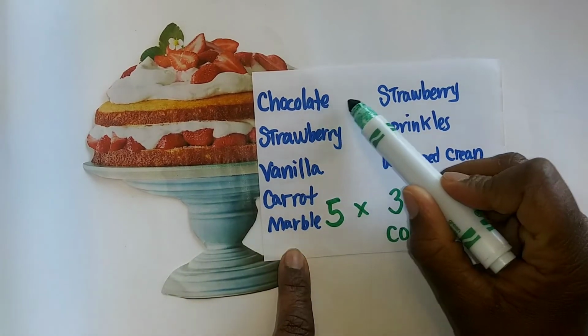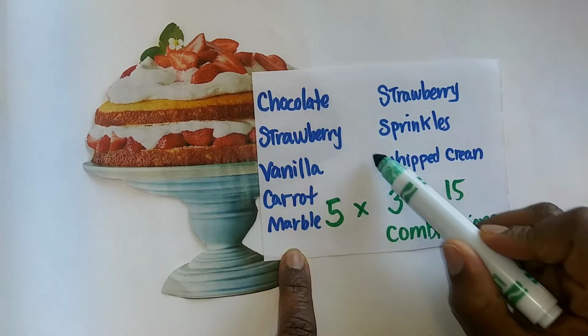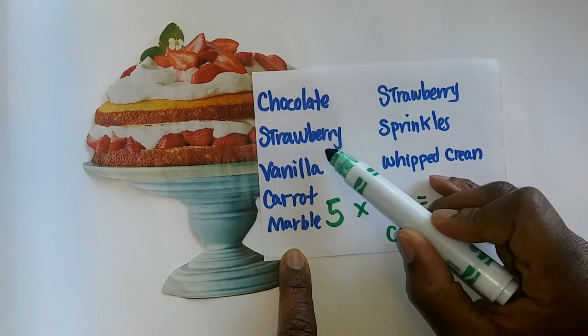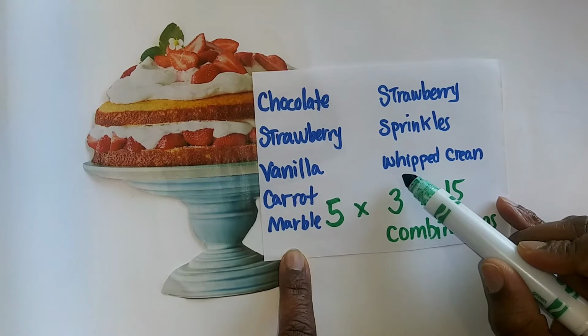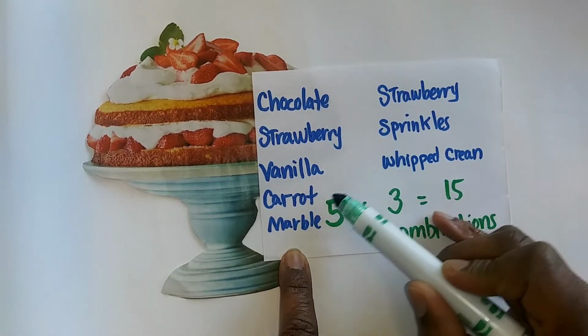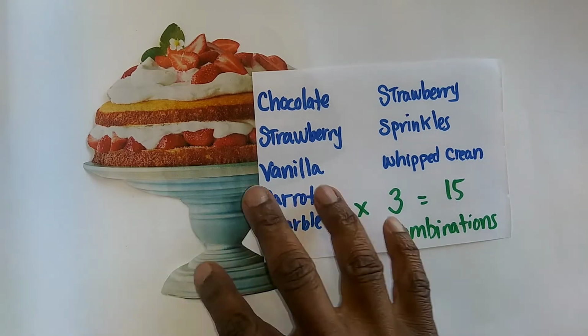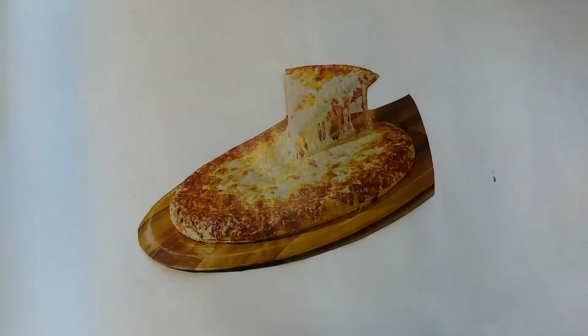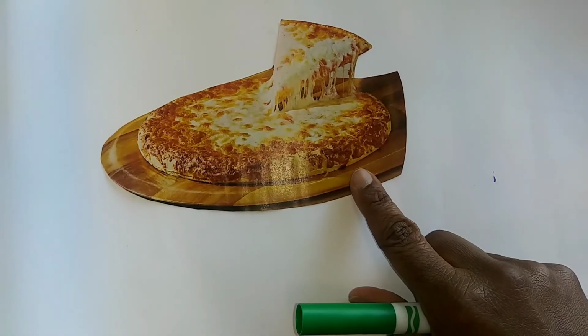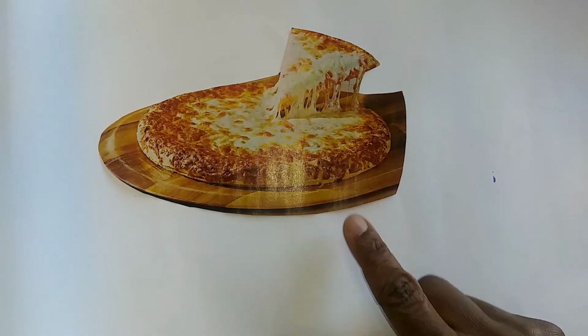Okay, whether it's chocolate and strawberry, chocolate and sprinkles, chocolate and whipped cream, strawberry and strawberry, strawberry sprinkles, strawberry whipped cream, and you can go on and make a tree diagram and find out that there are 15 possible combinations. Okay, last one.